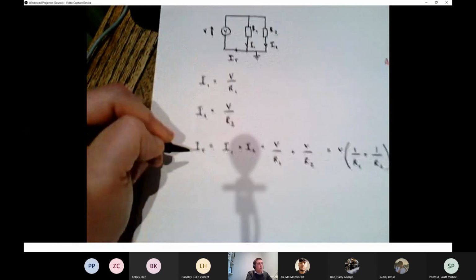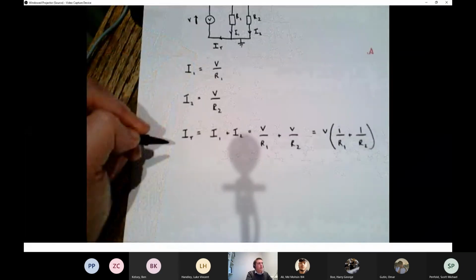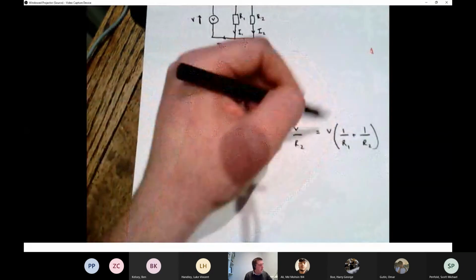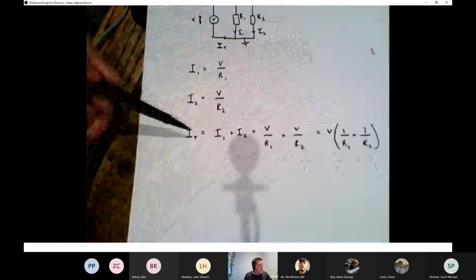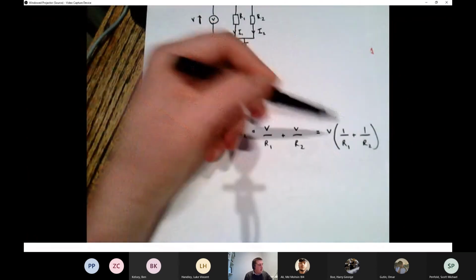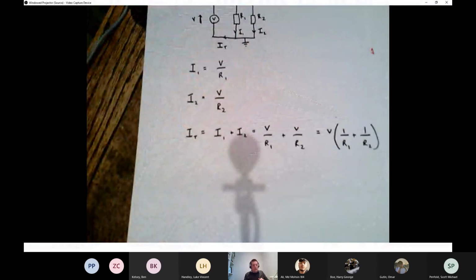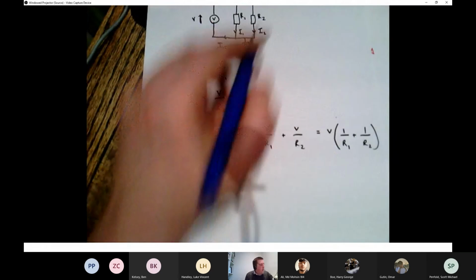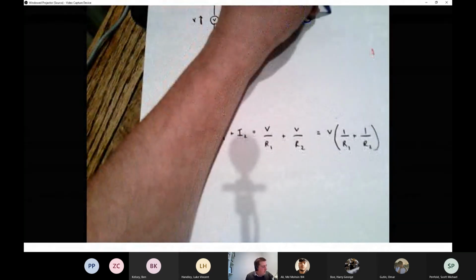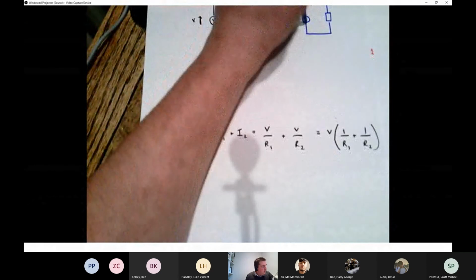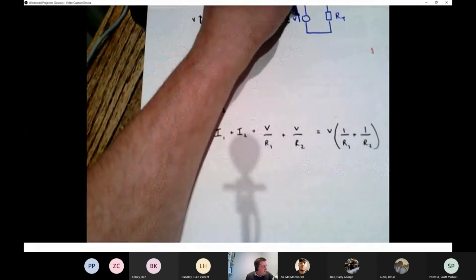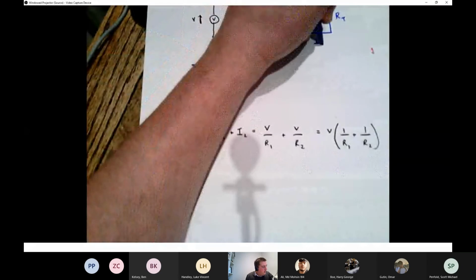Now I can do one bit of slightly tricky algebra. You know, this in a way is an answer. We wanted to know what the current was, and we've got it. But if you remember in the last example, what we were able to do was to replace everything with a similar circuit with a single resistor and call this RT. And this is V, and this is IT.